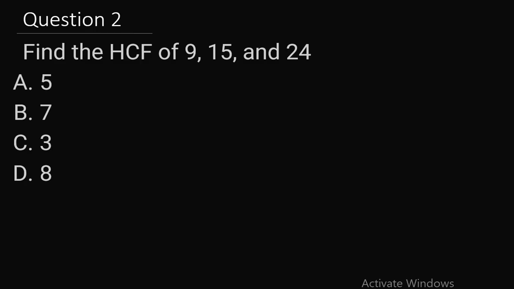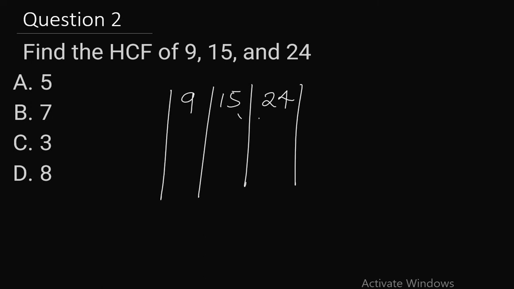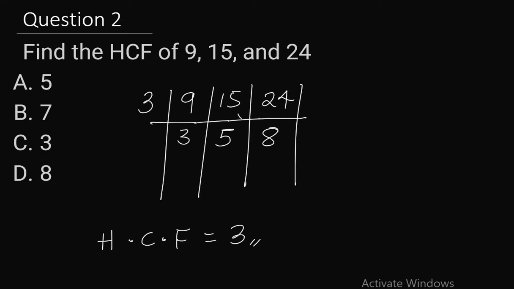Alright, question 2 says, find the HCF of 9, 15, and 24. To solve for HCF, all we need to do is simply think of a number that can divide all the numbers involved. So the numbers here are 9, 15, 24. I can't use 2, because 9 cannot be divided by 2, but I can use 3. 9 divided by 3 is 3. 15 divided by 3 is 5. 24 divided by 3 is 8. Now, can you think of any other number that can divide 3, 5, 8? There is none. So the HCF is simply 3. So the right answer is option C.